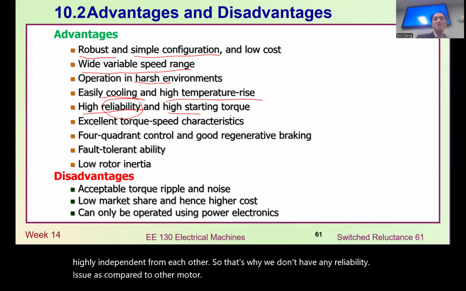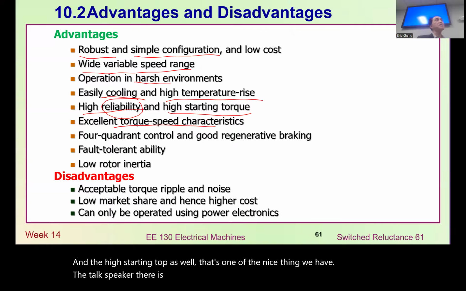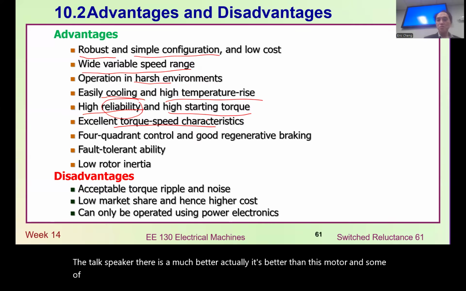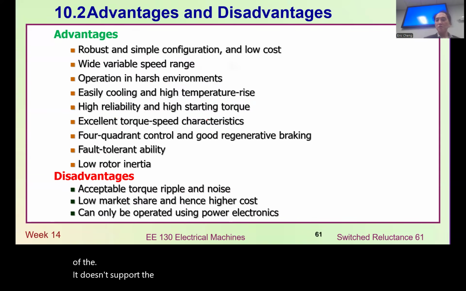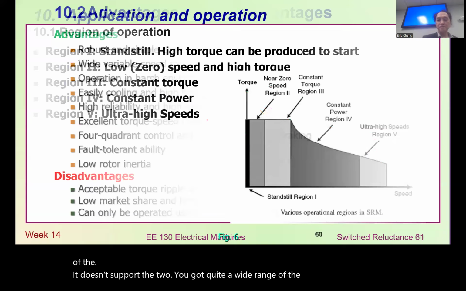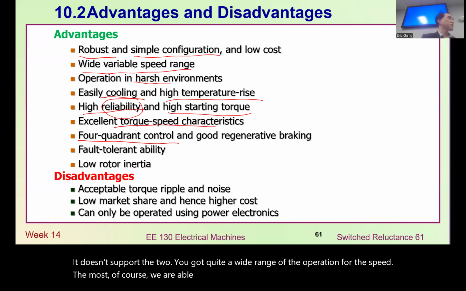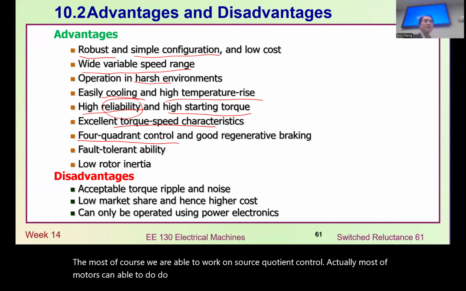And the high starting torque as well, that's one of the nice things we have. The torque-speed characteristics are much better. Actually, it's better than DC motor and some of the industrial motors too. We got quite a wide range of operation for the speed. The motor, of course, is able to work on four-quadrant control. Actually, most motors can do that. I didn't see any motor we learned in this class that cannot operate on four-quadrant control.